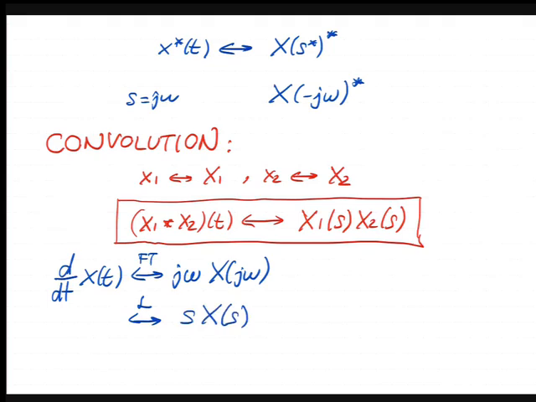This is also very useful. So taking the derivative of a signal in time domain means multiplying its Laplace transform with s. Multiplication with s is derivative. Okay? Convolution is multiplication. Derivative is multiply with s.